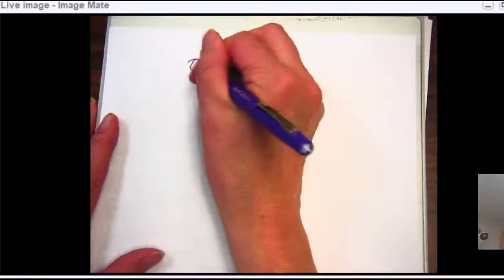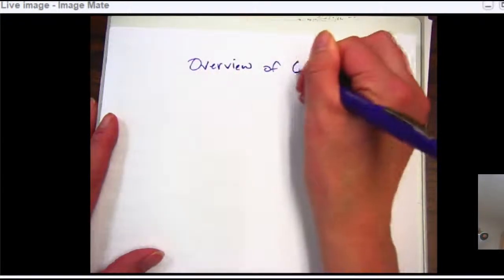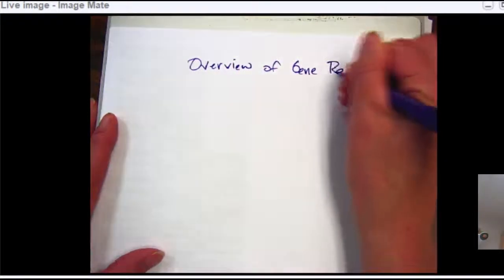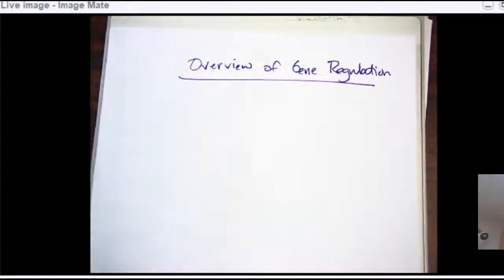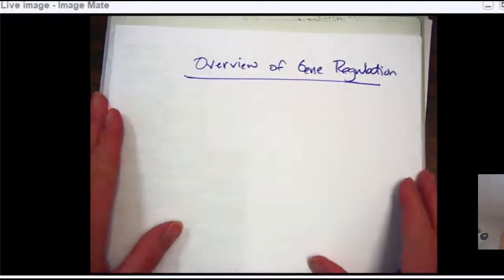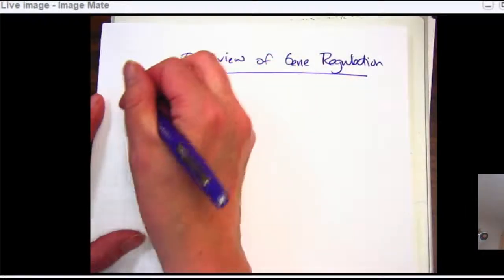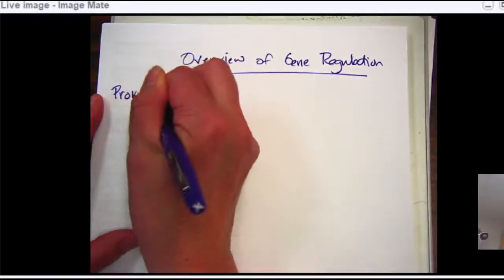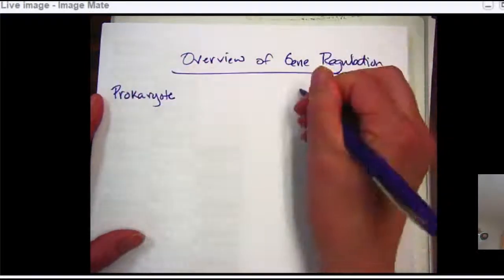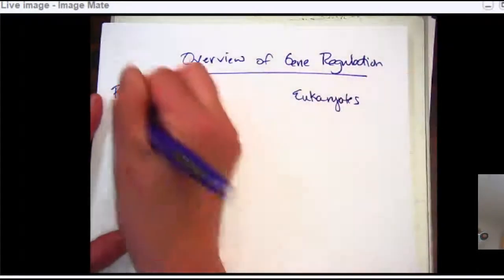So we'll do an overview of gene regulation. Okay, so the first thing that you guys are going to have to know is that prokaryotes are going to regulate their genes in different ways than eukaryotes.